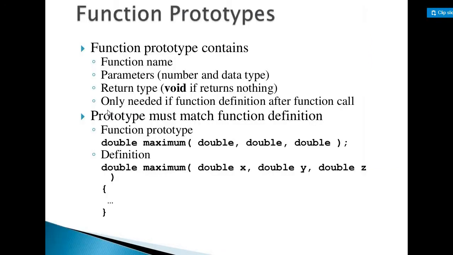Function prototype. A function prototype contains the function name, the number and data types of parameters, and the return type, void if it returns nothing. It is only needed if the function definition comes after the function call. So the prototype must match the function definition.